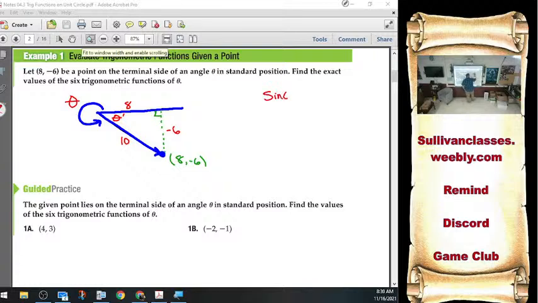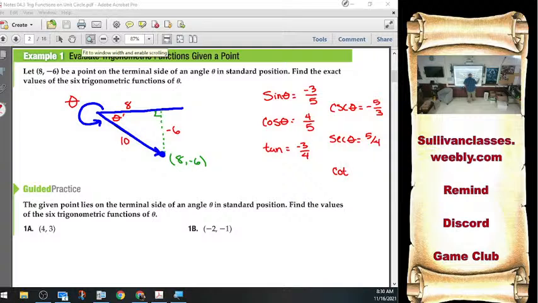Sine: opposite over hypotenuse. -6 over 10, reduce it. Cosine: adjacent over hypotenuse, reduce it. Tangent: opposite over adjacent, -3/4, reduced. And then cosecant, reciprocal, secant, reciprocal, and cotangent.